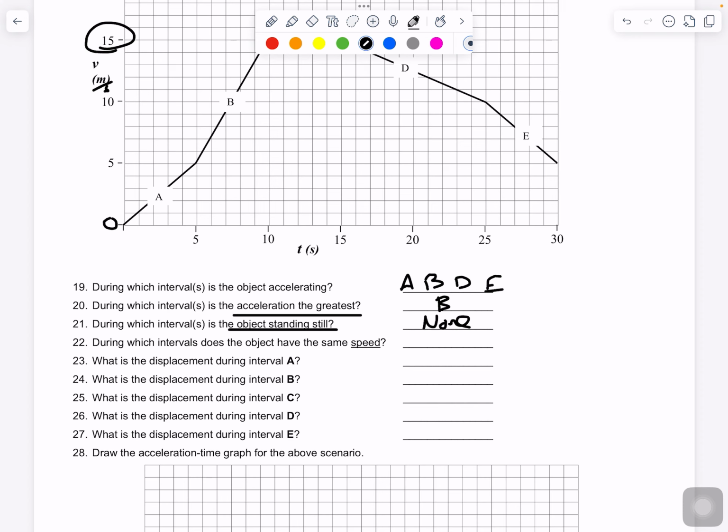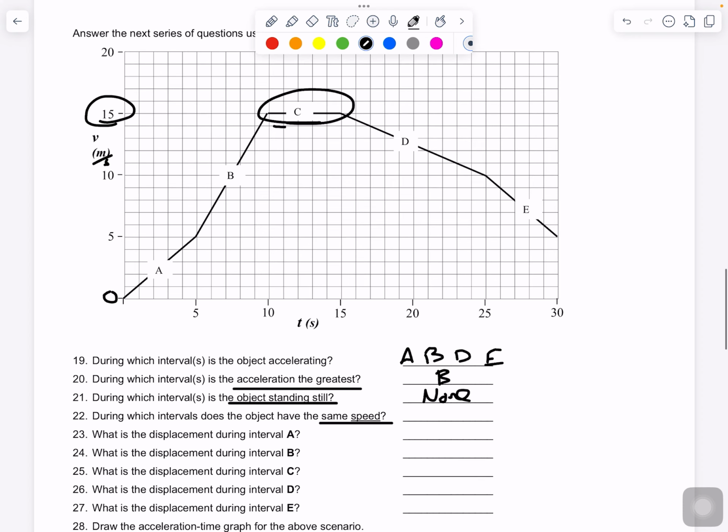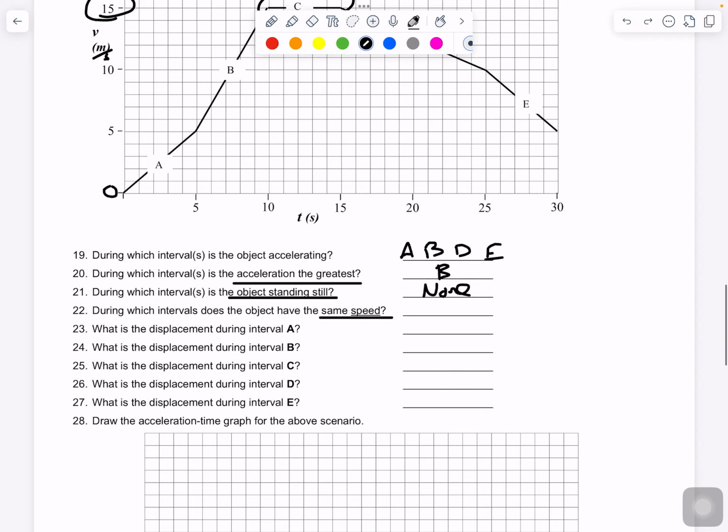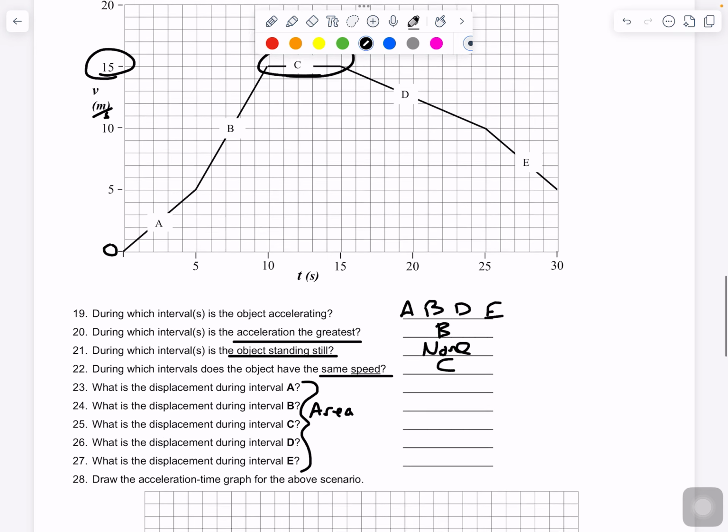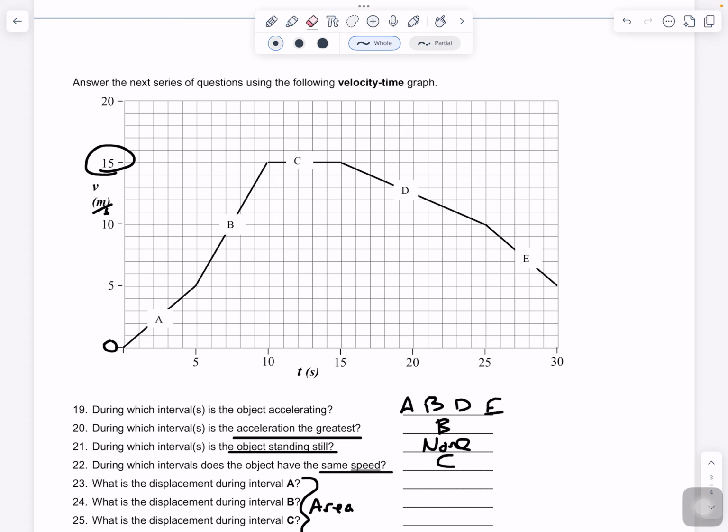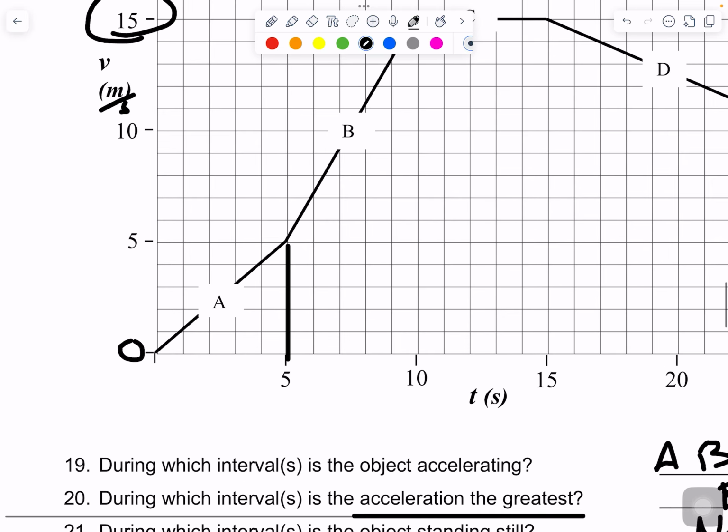When does the object have the same speed? That would be up here, part C. Now, part 23 through 27, we're finding displacements. Well, in order to do that, we have to find the area under these segments. So I'm going to find the area right here. Segment A is this triangular region right there. Notice it has a base of 5, a height of 5. 5 times 5 is 25. Half of that is 12.5 meters.